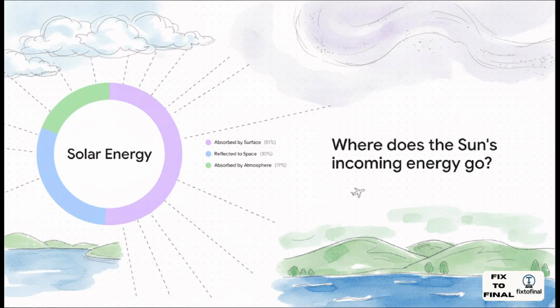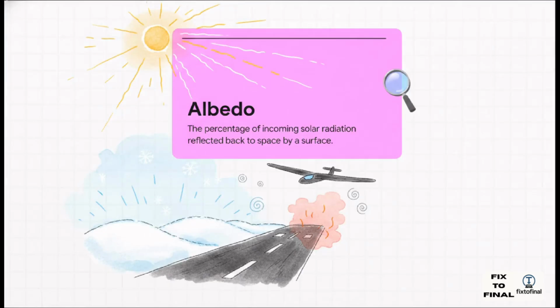Right off the bat, almost a third, 30% of the sun's energy just gets bounced right back into space by clouds and bright surfaces. Another 19% or so gets absorbed by stuff in the atmosphere itself, like dust and gases. That means only about half of it, just 51%, makes it all the way to the ground to be absorbed by the land and oceans. And that 30% that gets reflected? It has a name, albedo.